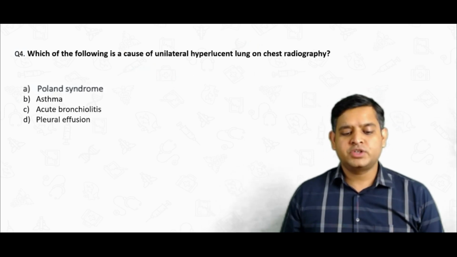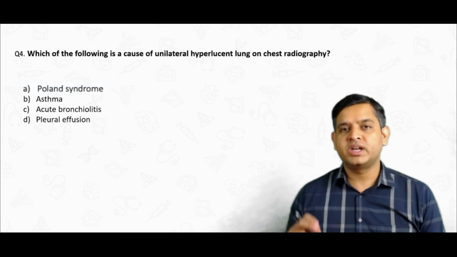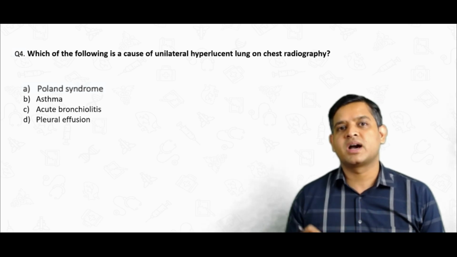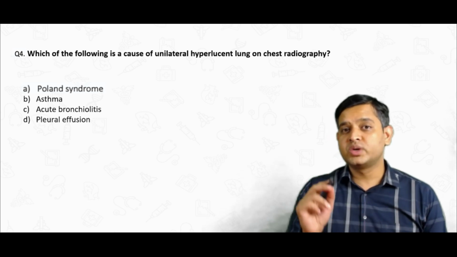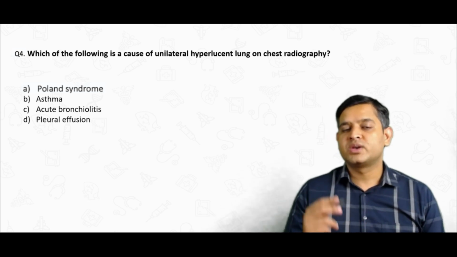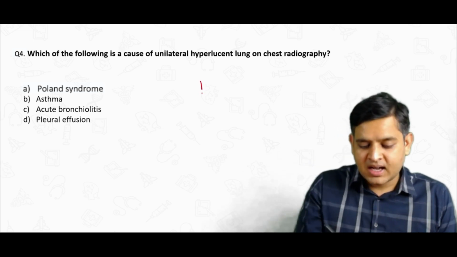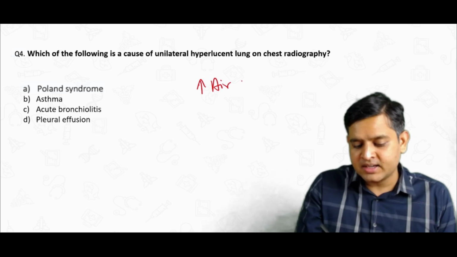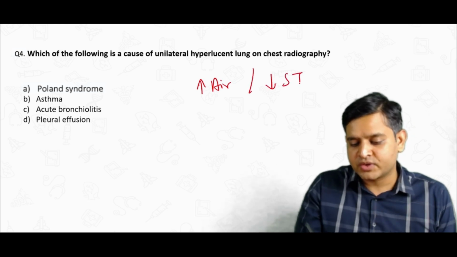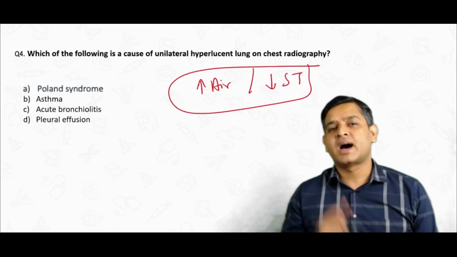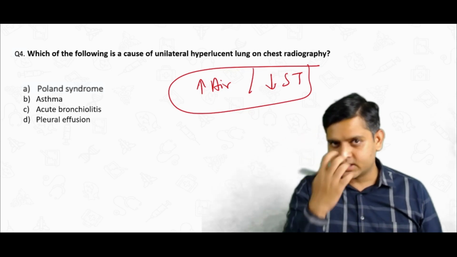Next question. Which of the following is a cause of unilateral hypertranslucent lung on a chest X-ray? So unilateral hypertranslucent, you want to see more blackness. What is the reason for getting more blackness? Either increased air or decreased soft tissue. So we're going to look at the choices for either increased air or decreased soft tissue.